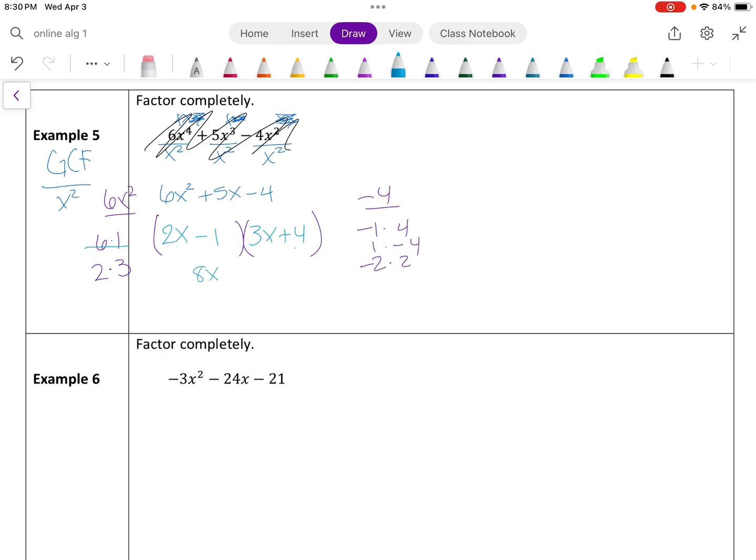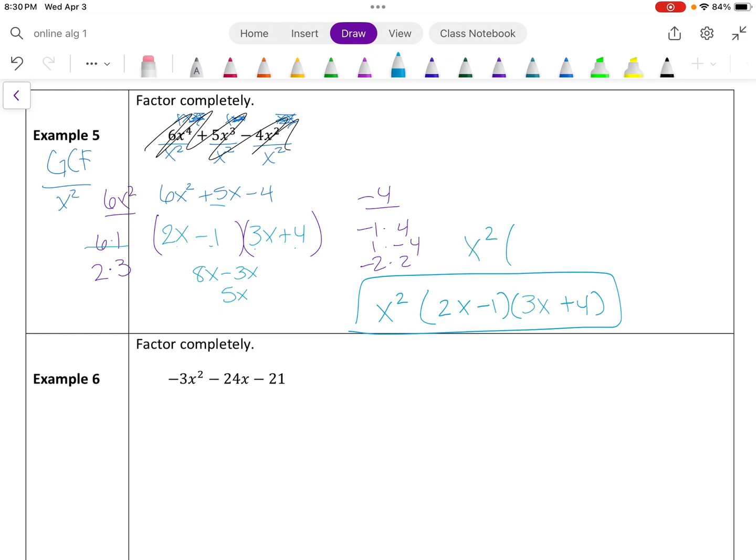2x times 4x is 8x. Negative 1 times 3 is negative 3. 8 minus 3 is 5x. Hey, look at that. A positive 5x. That's exactly what I wanted. First try. Don't you love when that happens? So if I put everything together, I'm going to have x squared times 2x minus 1 times 3x plus 4. There's my answer.